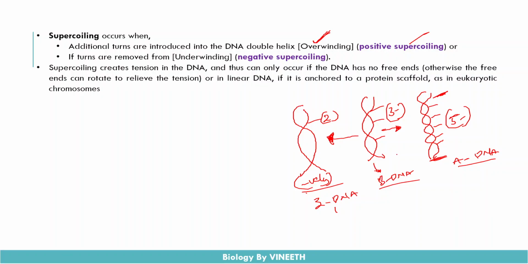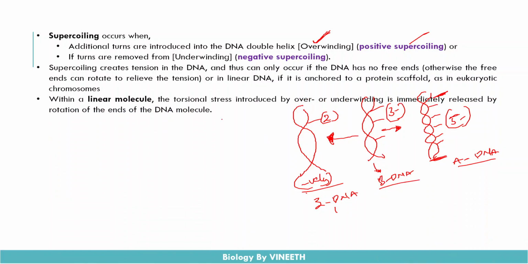Supercoiling mainly creates a tension on the DNA. Whenever the DNA contains free ends, it can relieve the strain, or the tension that is produced on the DNA. If the DNA does not contain any free ends, then it is subjected to supercoiling. That is what I gave in this point: supercoiling creates a tension in the DNA, and thus can only occur in DNA that has no free ends. That means it should be in circular form. Otherwise free ends can rotate to relieve the tension.